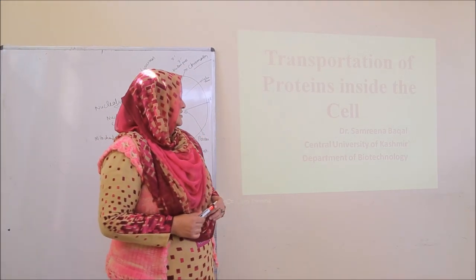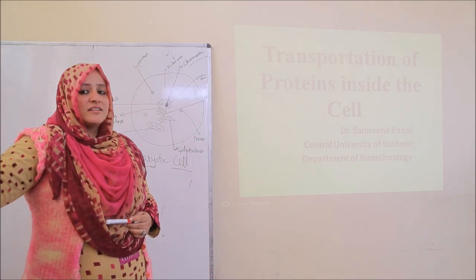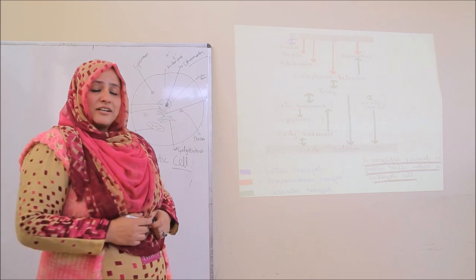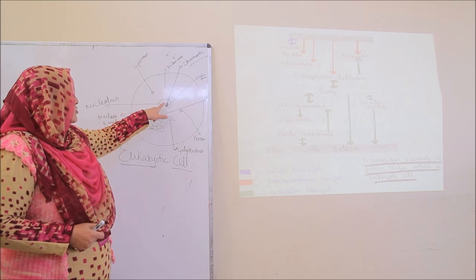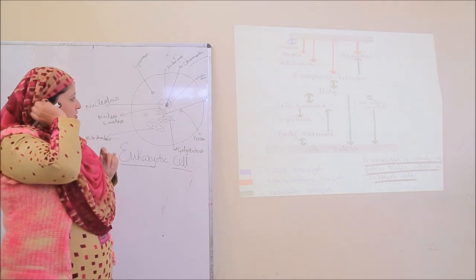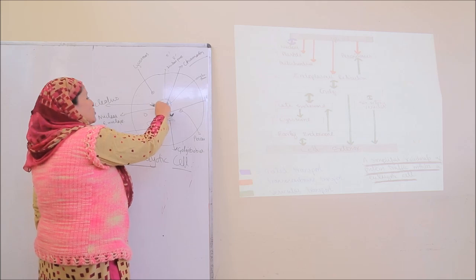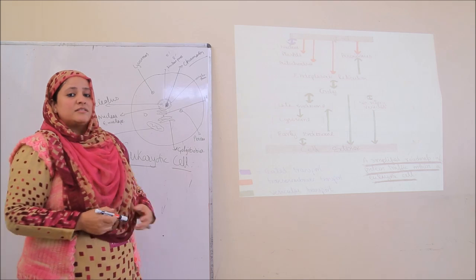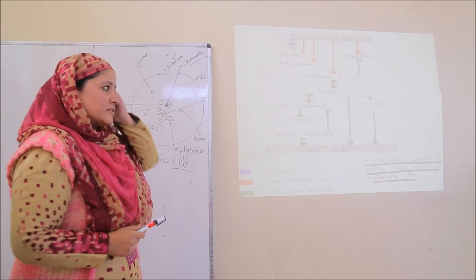Today we are going to discuss transportation of proteins inside the cell. How proteins are transferred inside the cell. As we know, the eukaryotic cell contains two main components, cytoplasm and nucleus. This nucleus again has four components: nuclear annulus, chromatin material, nucleolus and nucleoplasm. This chromatin material contains the information which is coded into the proteins, like amino acids.